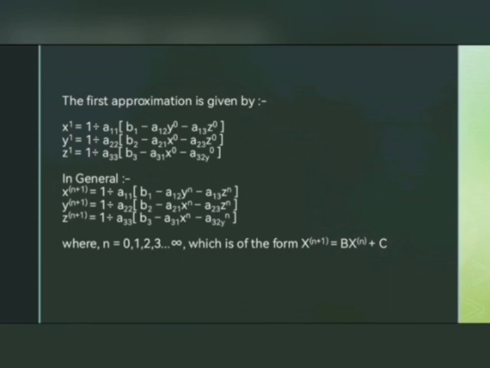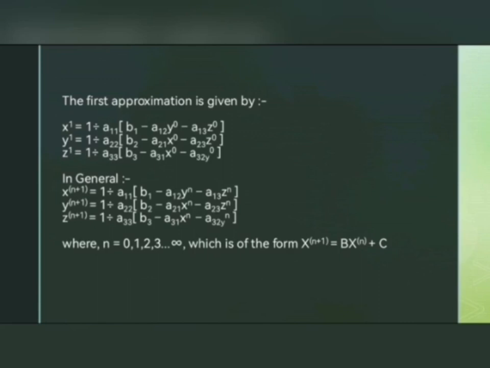The first approximation is usually given by x1 equals 1 divided by a11 into b1 minus a12 y0 minus a13 z0, y1 equals 1 divided by a22 into b2 minus a21 x0 minus a23 z0, and z1 is equal to 1 divided by a33 into b3 minus a31 x0 minus a32 y0. Here the 1 indicates the approximation and the 0 indicates the initial value.